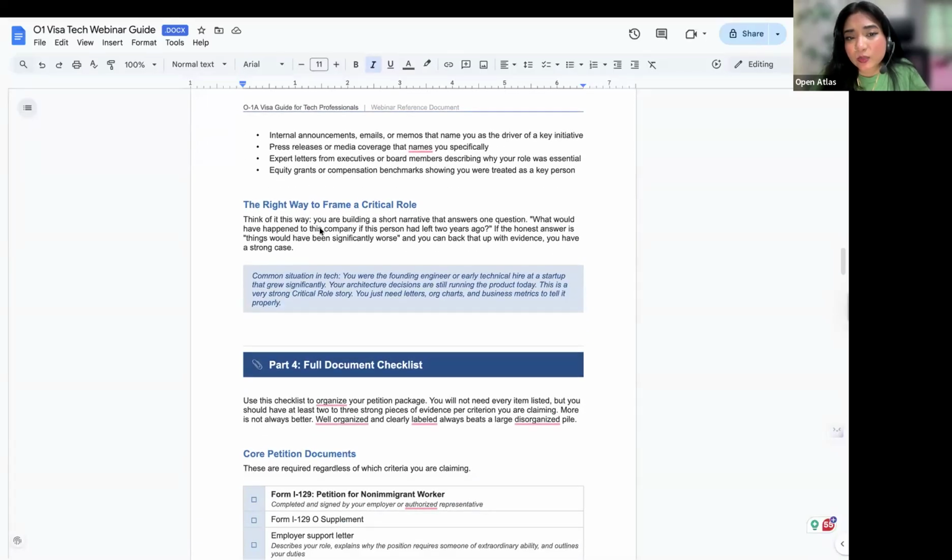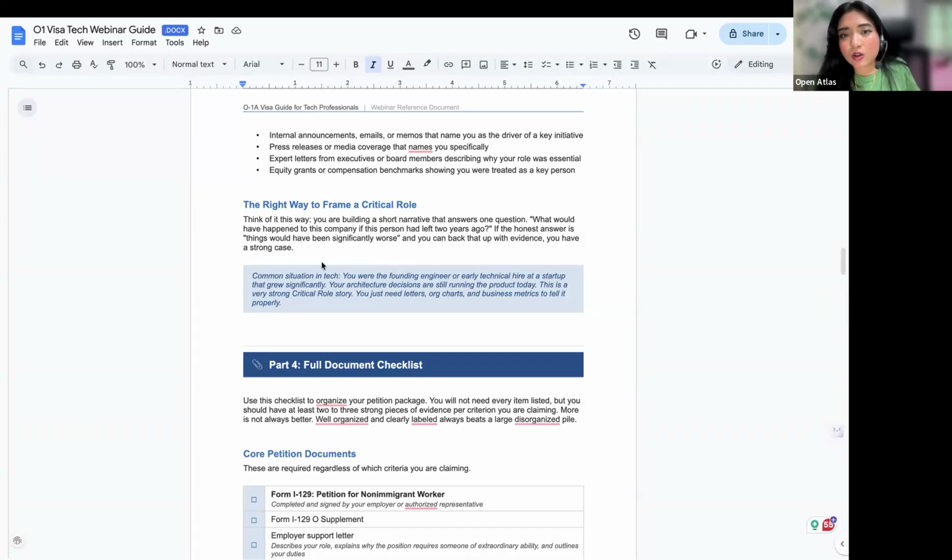Think of it this way. You are building a short narrative that answers one question. What would have happened to this company if this person had left 2 years ago? Think about it. If Jeevan has left the company in the year 2021, by chance, if he would have left the company in 2019, then where would the company have stood right now?